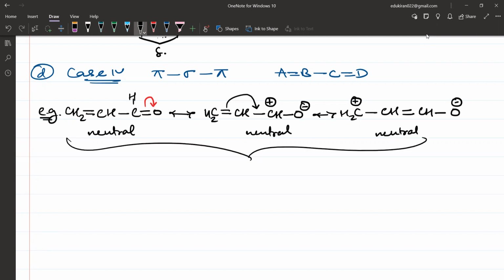Now what will be the resonance hybrid structure? In the resonance hybrid you will be having CH2 single CH2 single CH double bond CH, keep the single bond O there. Now as you can see you have 1, 2, 3 carbon atoms and one oxygen atom. 1 and 2 double, double, single, that means it is going to be partially double. 2 and 3 single, single, double, this is also what? Partially double bond. Then you have what?